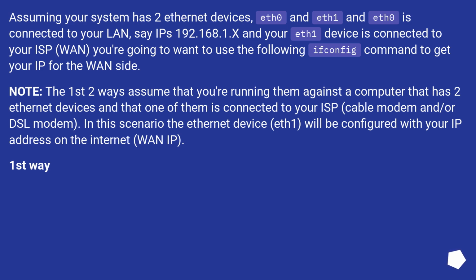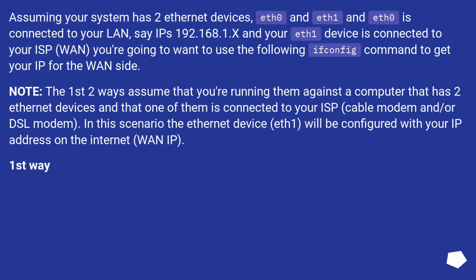Assuming your system has two Ethernet devices, eth0 and eth1, and eth0 is connected to your LAN, say it's 192.168.1.x, and your eth1 device is connected to your ISP, WAN, you're going to want to use the following ifconfig command to get your IP for the WAN side.